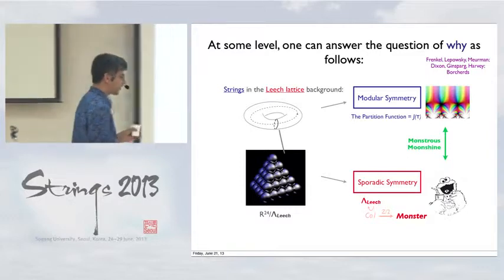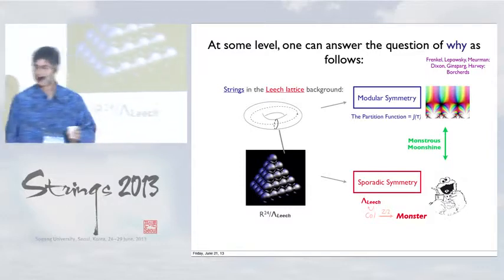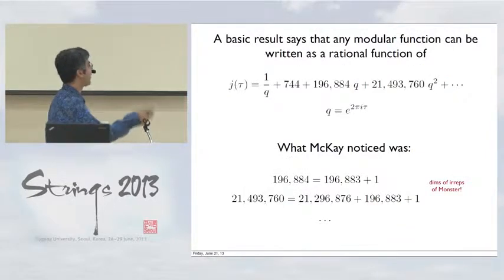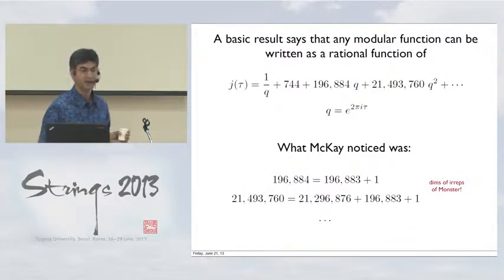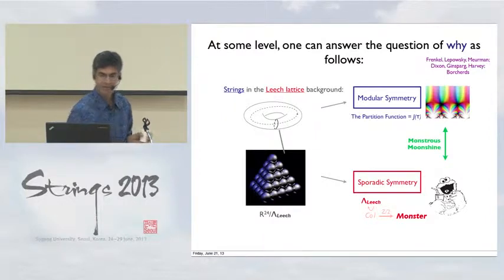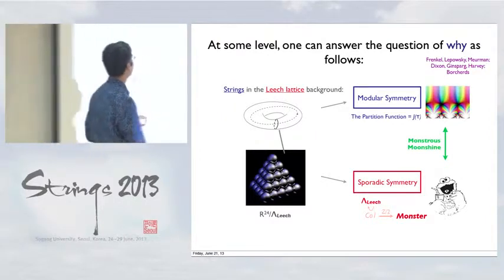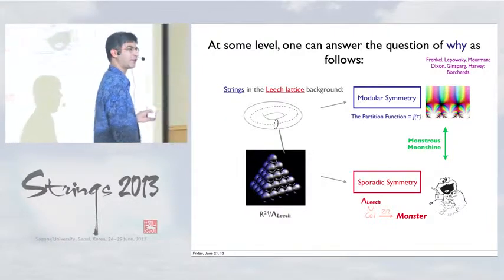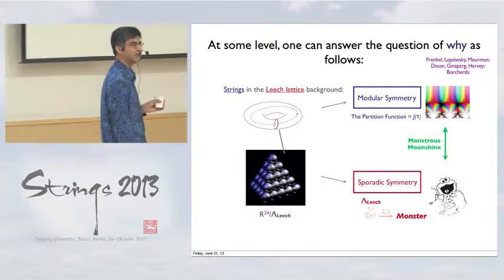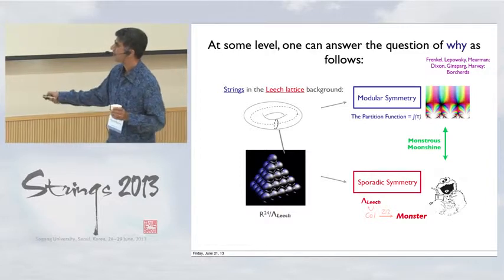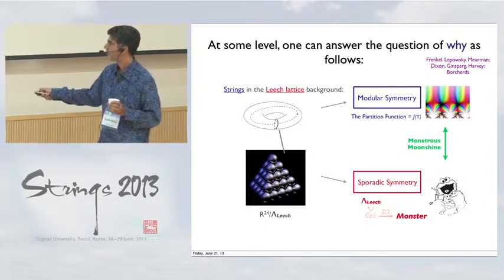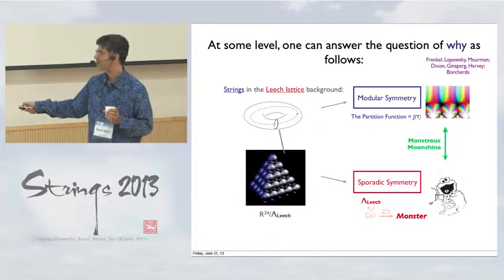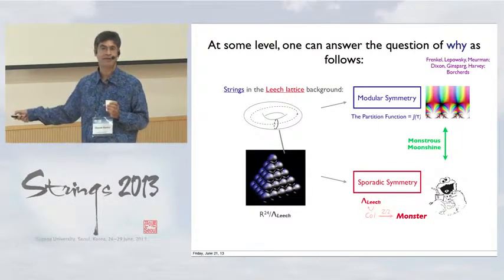Now, this is a long story, but the natural question when you notice such a coincidence is why is this happening? Why should these objects be related in any way? And at some level, you can answer this why question as follows. There is a two-dimensional field theory related to the bosonic string on an orbifold of the so-called Leech lattice. The Leech lattice is the lattice that you get if you try to pack spheres as densely as possible in 24 dimensions. And 24 is coincidentally the number of light cone dimensions of the bosonic string.